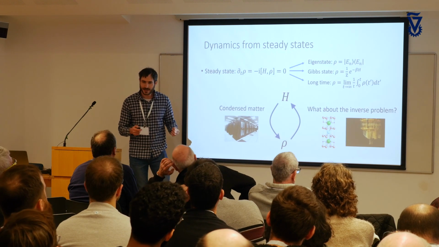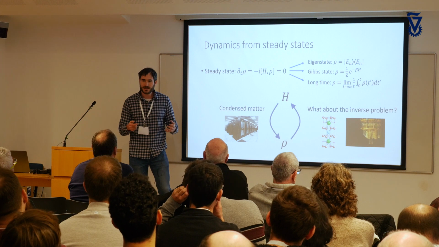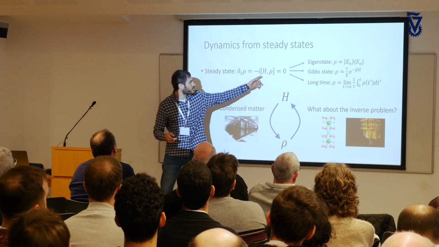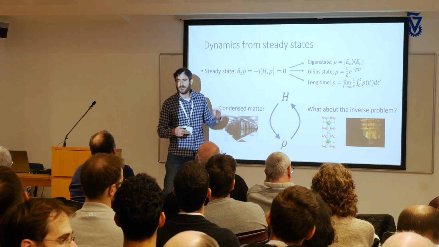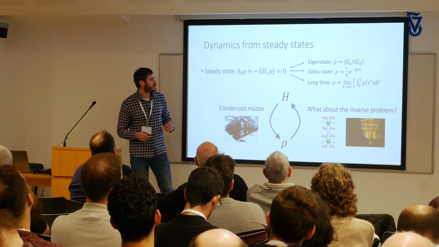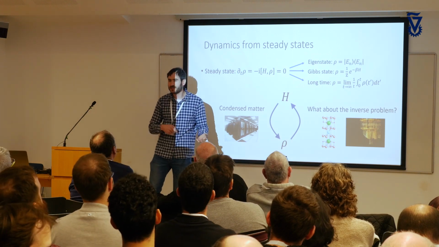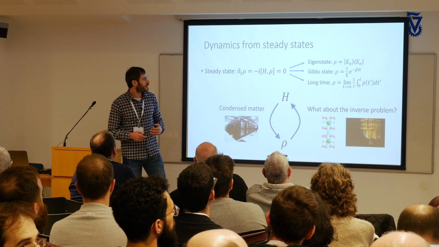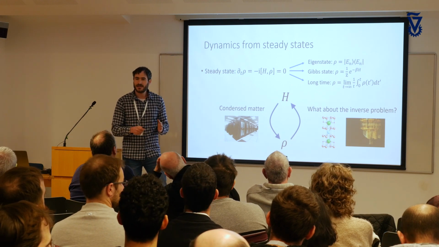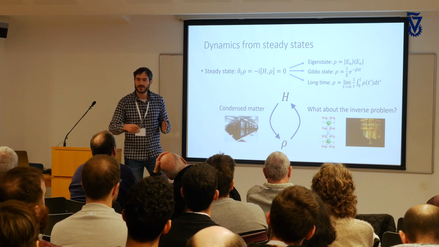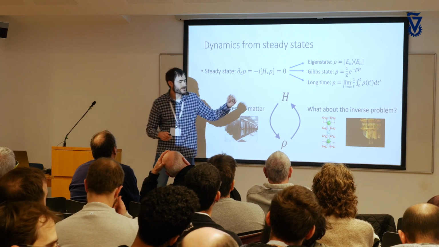So what do I mean by a steady state? For a time-independent Hamiltonian, a steady state would be any state that commutes with the Hamiltonian, right? Because then it doesn't evolve in time. So it can be an eigenstate. It can be a Gibbs state, also known as a thermal state. And actually, any state evolved for sufficiently long times approaches a steady state as long as you measure it at some random time.